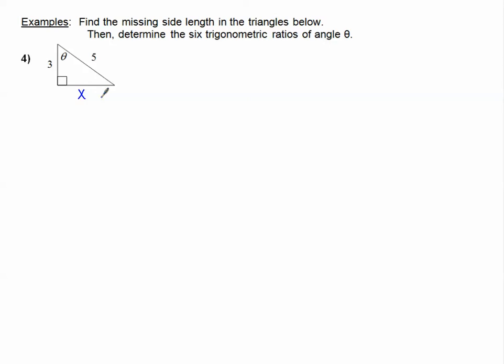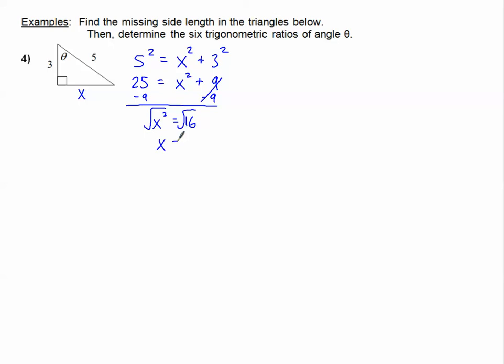And let's use Pythagorean Theorem. The hypotenuse is 5, so I'll start with 5 squared, and that's equal to x squared plus 3 squared. So this is 25 is equal to x squared plus 9. Let's subtract our 9, and I'm going to start with my x squared is equal to 16. And of course, when I take the square root, I get plus or minus 4, but of course negative 4 is not going to be the side length for a triangle, so I will stop with the positive 4.